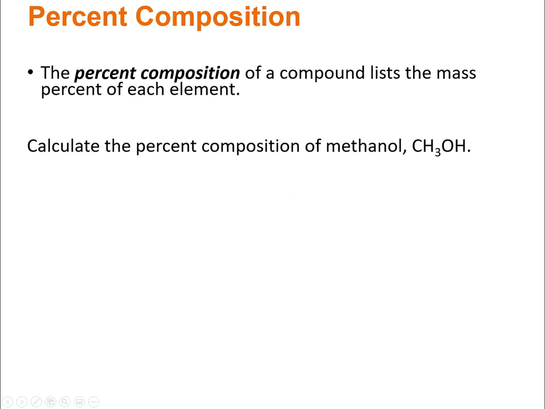So now we've got to get to the other part of chapter 8, which is related because we're talking about moles, but it's a little bit different from the calculations we were doing. We're going to start with percent composition, and hopefully you were able to watch the video. If not, I'll go over it real quick. The percent composition of a compound just lists the mass percent of each element. So if we have this example here, we have to figure out the percent composition of methanol. We've got three elements here. We've got carbon, hydrogen, and oxygen.